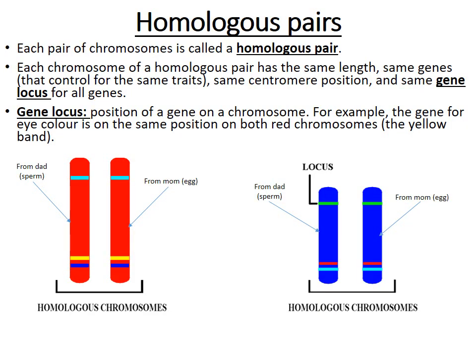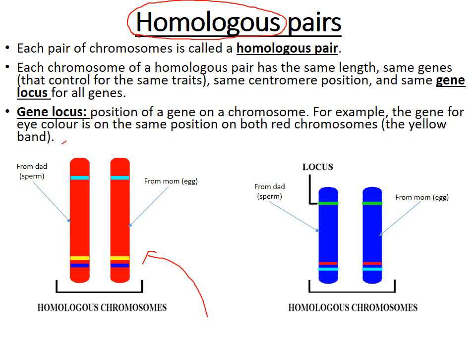So those pairs that you saw in the previous slide, we call them homologous pairs. The chromosomes that pair up, when mom and dad give you their chromosomes, will pair up together based on similarities. And so those similarities include things like the length of the chromosome. You'll notice that these two chromosomes have the same length. Another thing is the genes on the chromosome. They actually have the same genes on them.